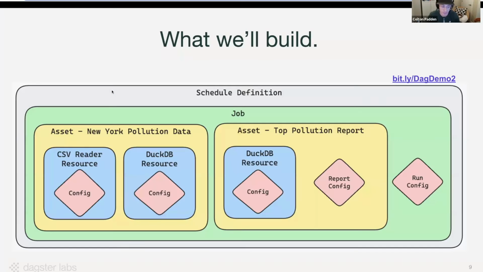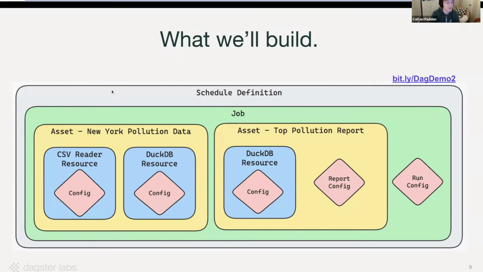All right, so what are we going to build? Here's a high-level overview of how the components fit together. I'm actually going to show this same slide later on in the presentation to review it, but you can see we're defining two assets. One is a base table, so we're going to be calling out to data.gov to get some New York pollution data. We're going to write a CSV reader to load that file, and then we're going to populate a DuckDB table. In this demo, we're using DuckDB, but it very well could be Postgres or Snowflake.